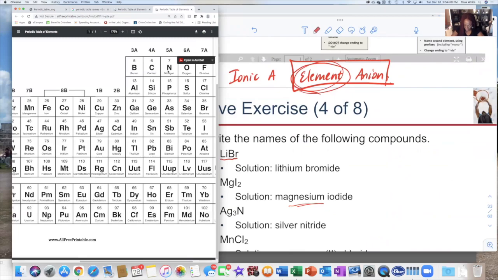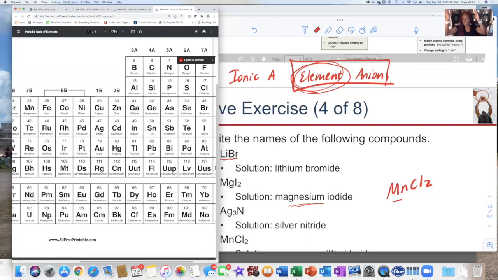The next thing I'm going to be doing is MnCl2. With MnCl2, Mn is manganese. Manganese is actually a metal that has many charges. So we need to know the charge of manganese. Well, looking at this, I can't tell what the charge of manganese is. Remember how we made the ionic compound by crisscrossing? We have to do a reverse crisscross.